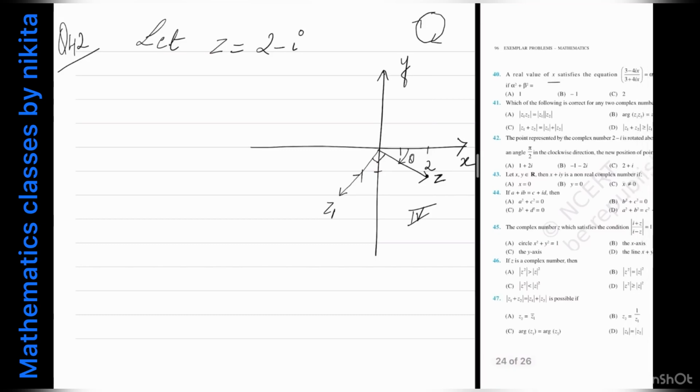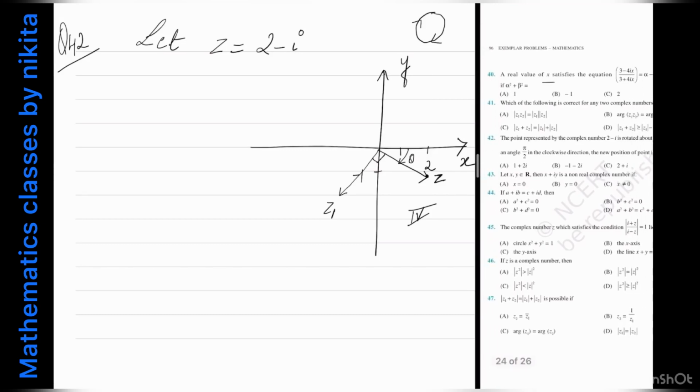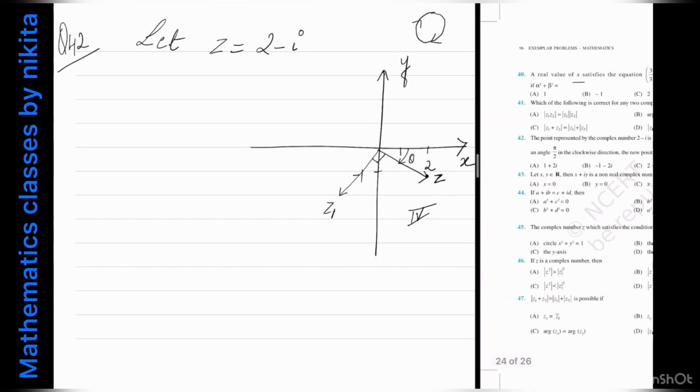So new position आपको find करनी है. So there is a method, there is a formula. So let z1 be the new complex number.